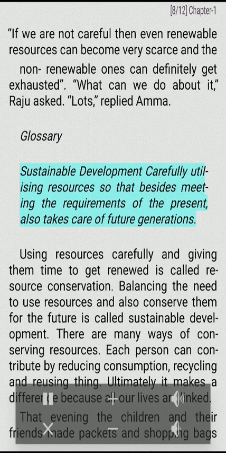Glossary. Sustainable development: carefully utilizing resources so that, besides meeting the requirements of the present, it also takes care of future generations. Using resources carefully and giving them time to get renewed is called resource conservation. Balancing the need to use resources and also conserve them for the future is called sustainable development. There are many ways of conserving resources. Each person can contribute by reducing consumption, recycling and reusing things. Ultimately, it makes a difference because all our lives are linked.